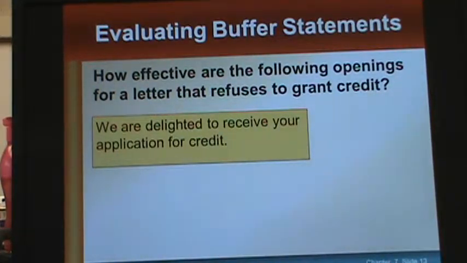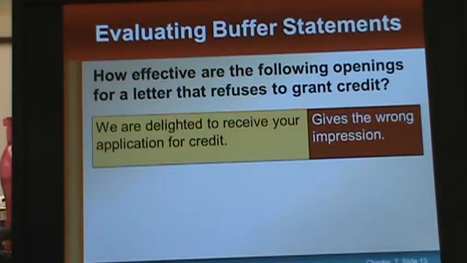Another example: "We are delighted to receive your application for credit." This one would be okay if they actually weren't denied credit, but they did get denied, so it gives the wrong impression that we are going to give them credit at the beginning of the letter, and at the end of the letter we're going to tell them that we actually denied their credit application.